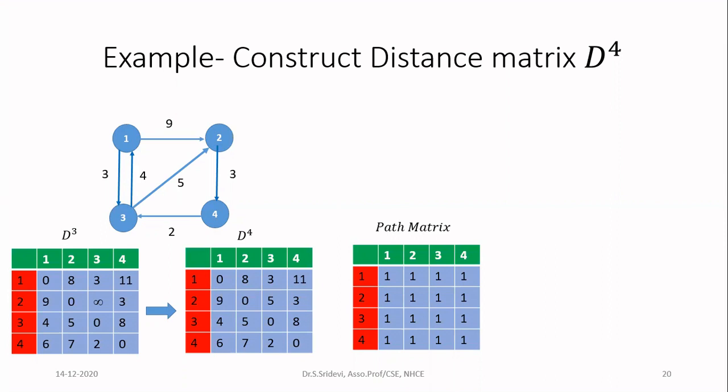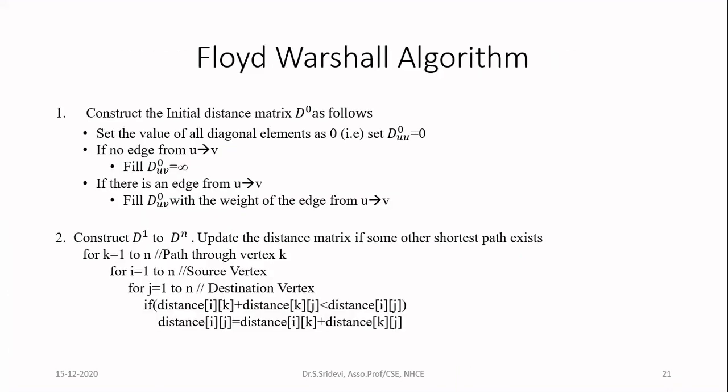But we will not know whether this is a path with a direct edge, or a path with two edges, or a path with three edges, and so on. We will only compute the distance of the shortest path. In this, you start with an initial matrix known as D naught. Then you construct as many matrices as required. The total number of matrices will be equal to n plus 1, where n is the number of vertices in your graph. So let us see the algorithm now.